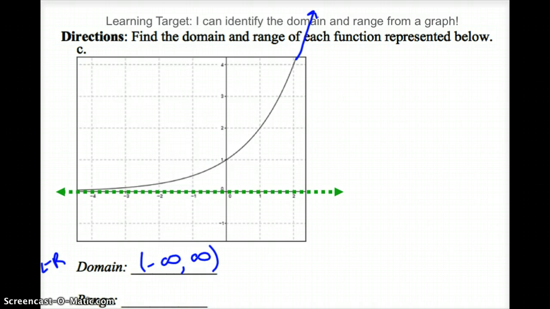But my range, up and down, I kind of hit this roadblock here at this asymptote. My graph almost touches at y equals 0, somewhere back here. But since it's an asymptote and it never touches right on, I'm going to put a parenthesis around 0. Okay, I don't want a bracket because it never actually gets to it. But any number higher than that, I also would get as an output. Okay?